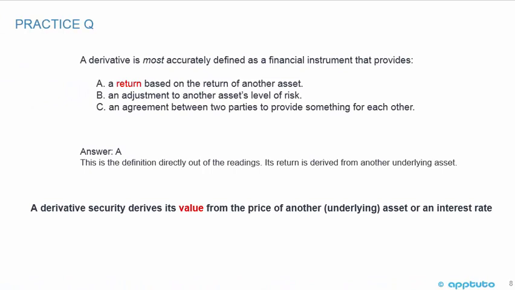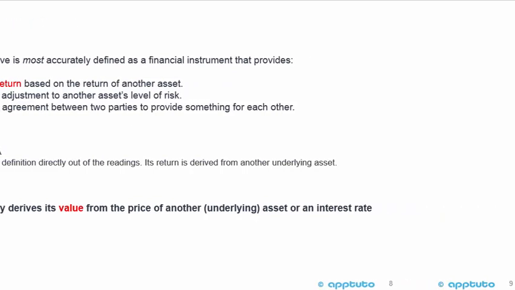Recall that the definition straight out of the text is that a derivative security derives its value from the price of another underlying asset or interest rate, and A is a return based on the return of another asset, which is also true because as the values of the underlying asset change, the returns change. So it's just a little bit of being careful with the language there. Anyhow, answer A is correct. That's the definition pretty much directly out of the readings. Its return is derived from another underlying asset.